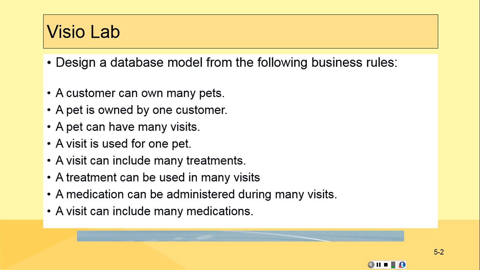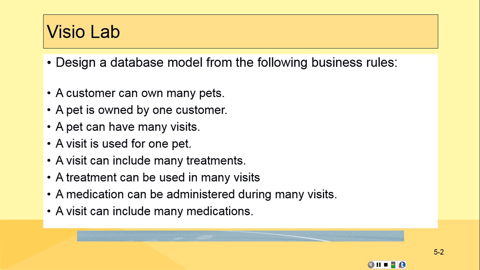So we have a customer. A customer can own many pets. A pet is owned by only one customer. A pet can have many visits, so many appointments. A visit is used for one pet. A visit can include many treatments. A treatment can be used in many visits. A medication can be administered during many visits, and a visit can include many medications.